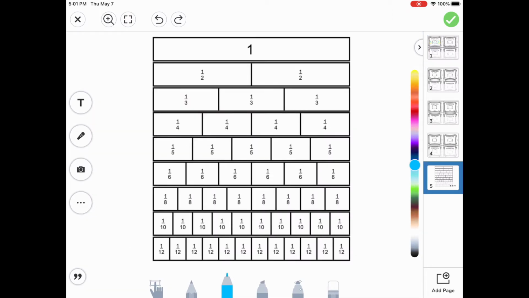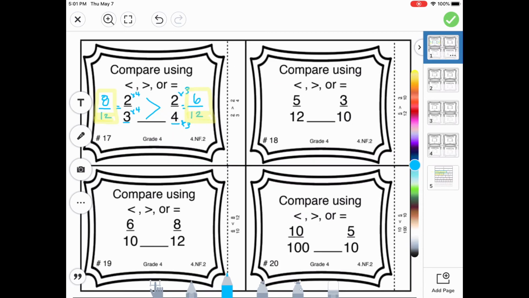I'm going to go back to this page. I'm going to go to the bar that's broken into thirds, and I'm going to shade in 2/3. Then I'm going to go to the bar that's broken into fourths, and I'm going to shade in 2/4. And you can see now that I've shaded these in, 2/3 is larger than 2/4. There is more shaded in. So I know that 2/3 is greater than 2/4.